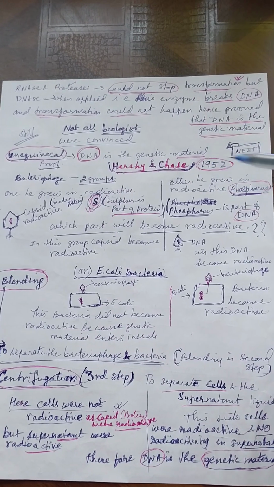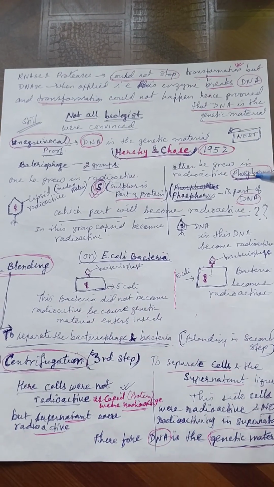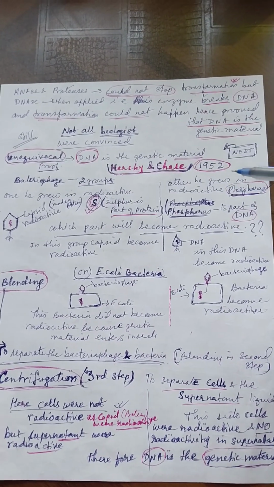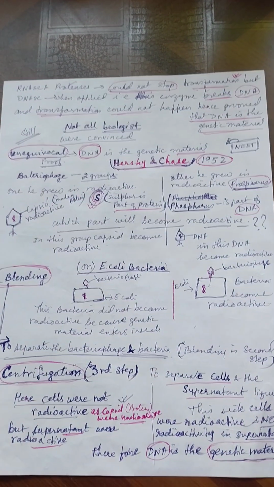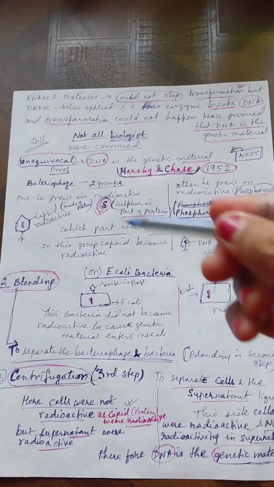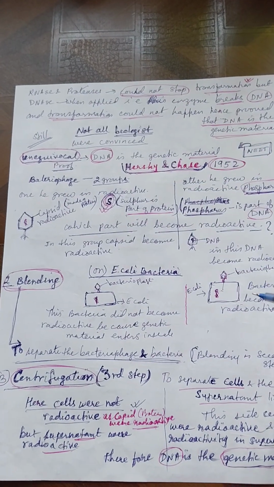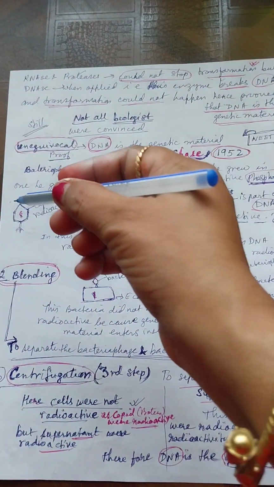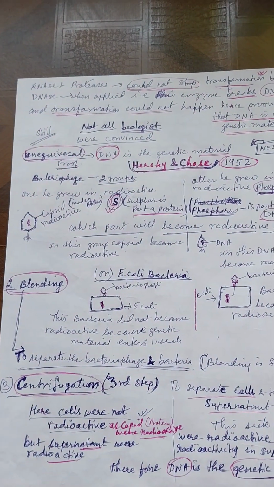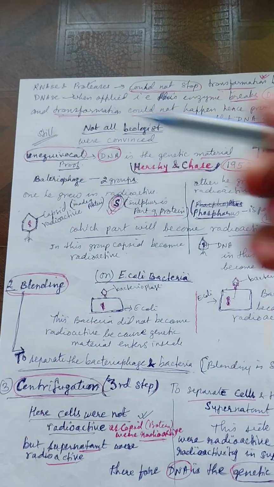So later on, Hershey and Chase carried on with the experiment in 1952, and he performed his experiments by taking bacteriophage. What are bacteriophage? These are the viruses which attack bacteria. So this is the structure of a bacteriophage, roughly drawn. The outer portion is known as capsid, which is made up of protein, and inside is the genetic material.